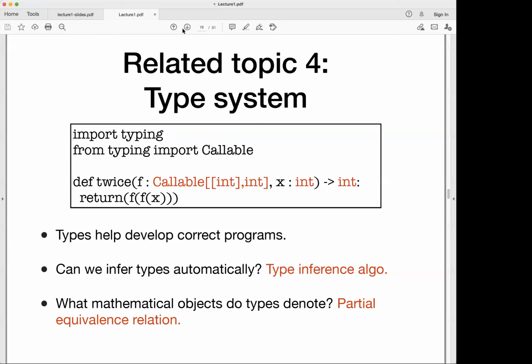Also, it opens the door to doing compiler optimization for well-typed programs. And the textbook explains types as partial equivalence relations. Okay. So we are not going to cover this, but these are the kind of topics that are in line with what we're going to cover throughout the course.